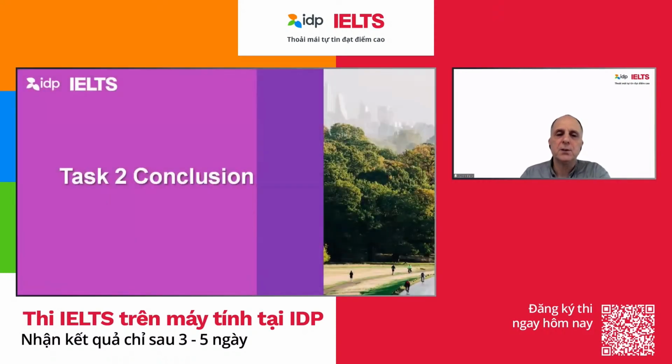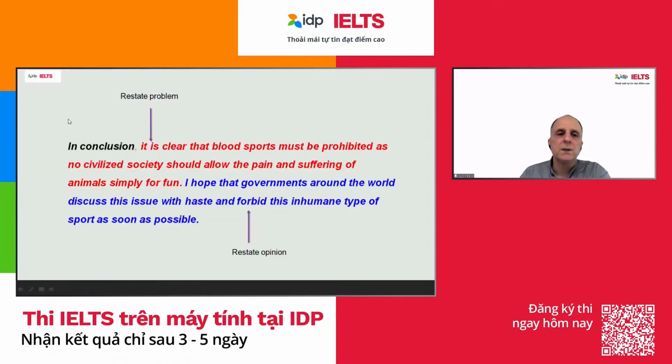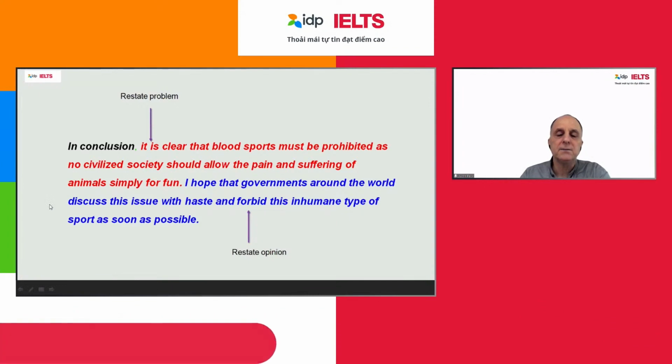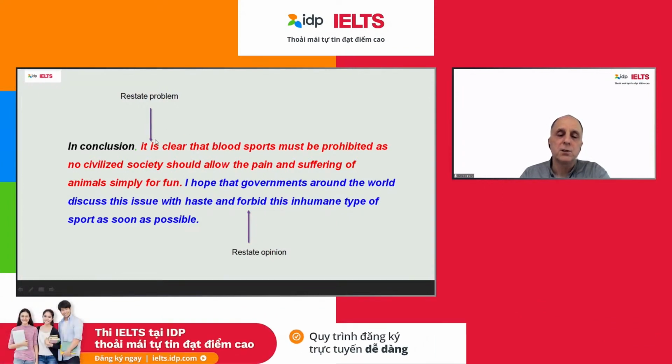Okay, moving to the conclusion. Once again, for a very high score, you should have a conclusion. But if you're not going to finish your task 1, then jump to task 1 and then come back to the conclusion if you have time. So restate the problem: it is clear that blood sports must be prohibited. I hope that the governments around the world discuss this, restate the opinion, and forbid this inhumane type of sport as soon as possible.